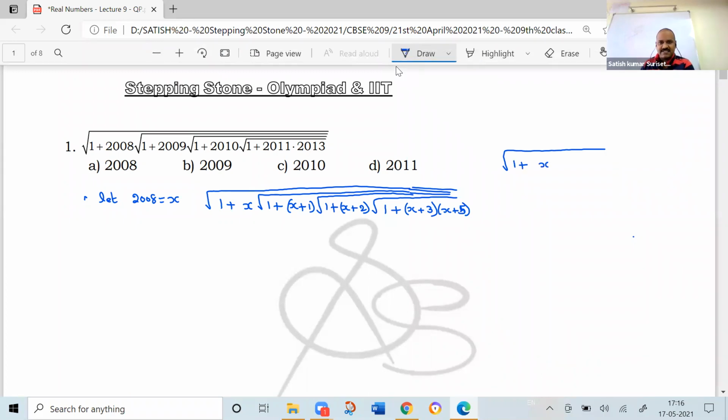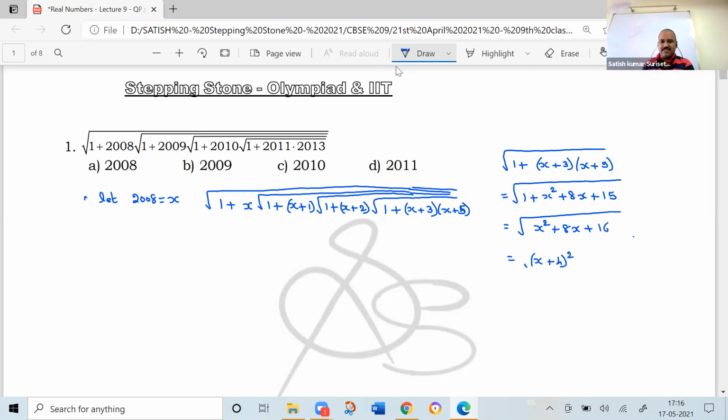1 plus x plus 3 into x plus 5. Square root of 1 plus x square plus 5x plus 3x, so 8x, plus 5 into 3, 15. So this will be the same as root of x square plus 8x plus 16. So this inside will become x plus 4 whole square under root. That means this will be x plus 4.